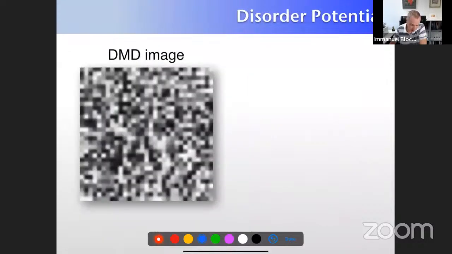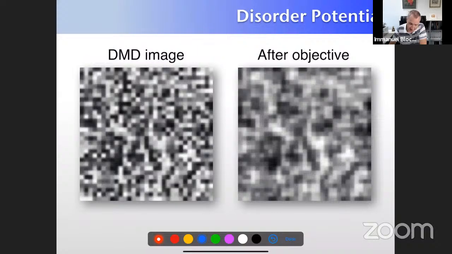Let me first show you how we realize the disorder potential. We realize the disorder potential on top of the optical lattice by projecting a fluctuating intensity pattern of very short length scale onto our optical lattice. We do this with so-called digital mirror devices, where we have pixels that we can turn on and off. And here you can see some of these pixels that we turn on and off to create an intensity pattern like that. We send it through our objective, which has a finite resolution.